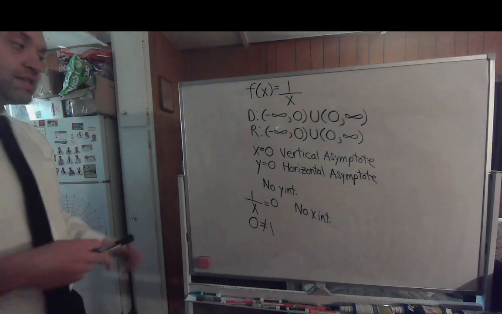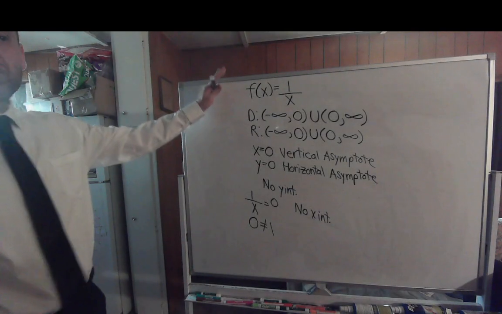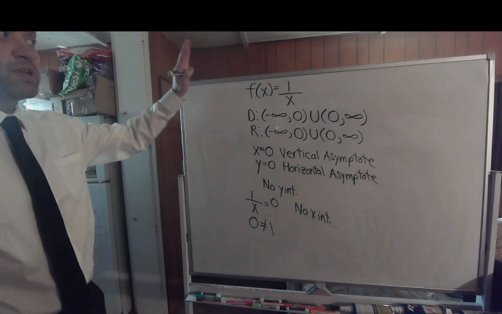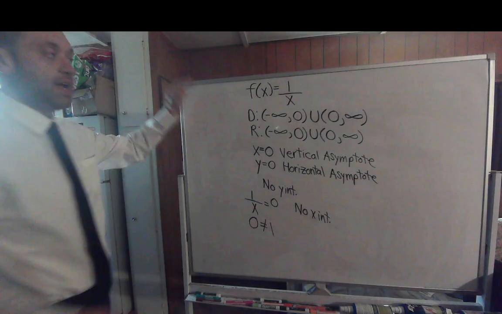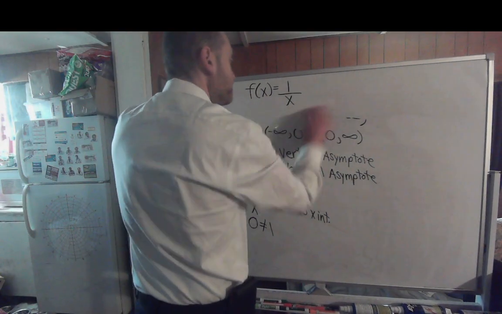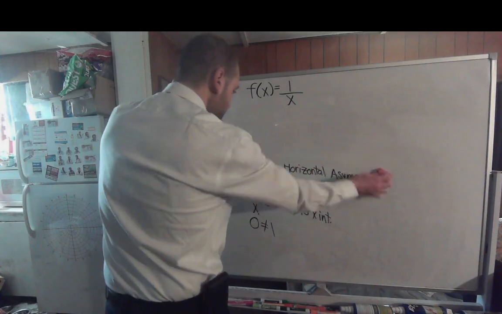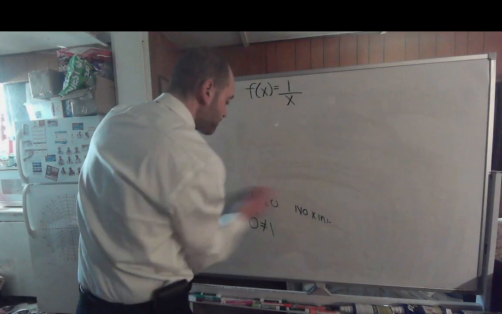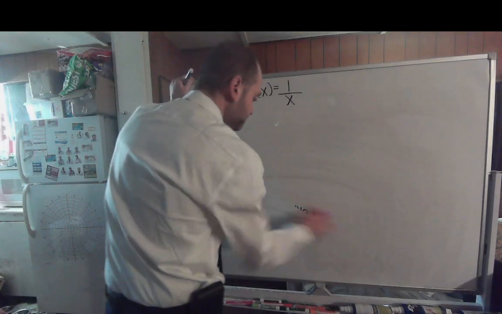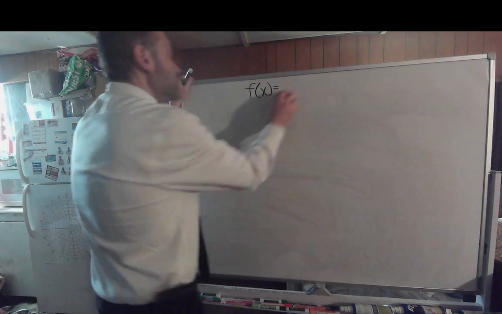So let's get into some rational functions. We're going to start with when the degree of the numerator is less than that of the denominator. Alright, so let's do this one here.